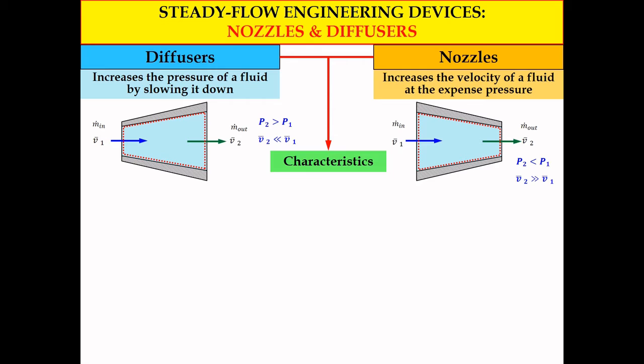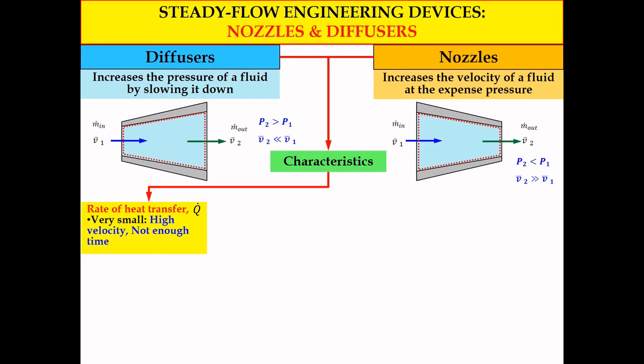The other characteristic for the nozzle and also diffuser, in terms of energy, in terms of rate of heat transfer, Q dot: the value of Q dot for the diffuser and also nozzle is very small, due to the high velocity of the fluid involved. Because of the high velocity, there is not enough time for the heat transfer process to occur in the diffuser and also in the nozzle.